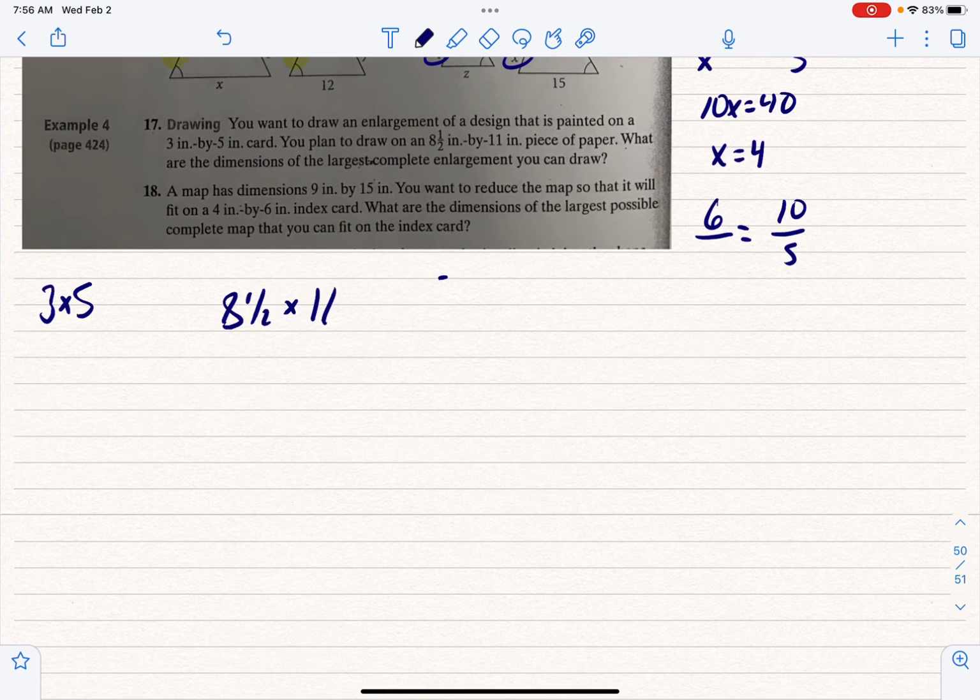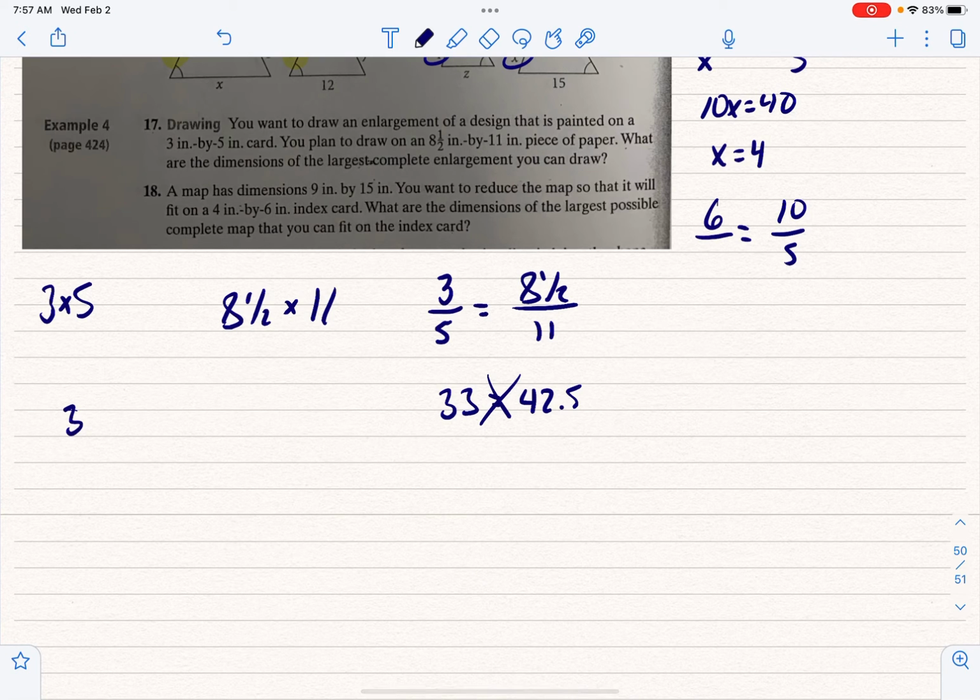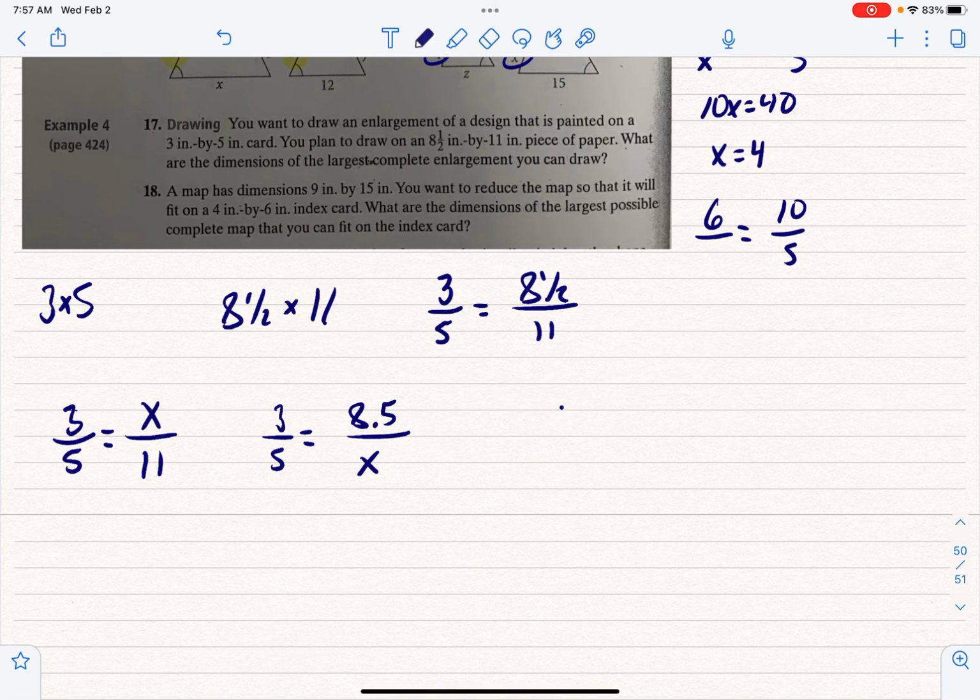So the first thing we do is check and see, does that work as it is? Do we have to change it? Can we go 3 is to 5 the same way that 8.5 is to 11? We cross multiply, and we get 33 is equal to 5 times 8.5, which is 42.5. Clearly those two are not the same, so that doesn't work. Then we say, well, we need the 3 to 5 ratio to stick around. So maybe let's take out the 8.5 and keep the 11, or we keep the 8.5 and get rid of the 11. We cross multiply and solve for each one of these.